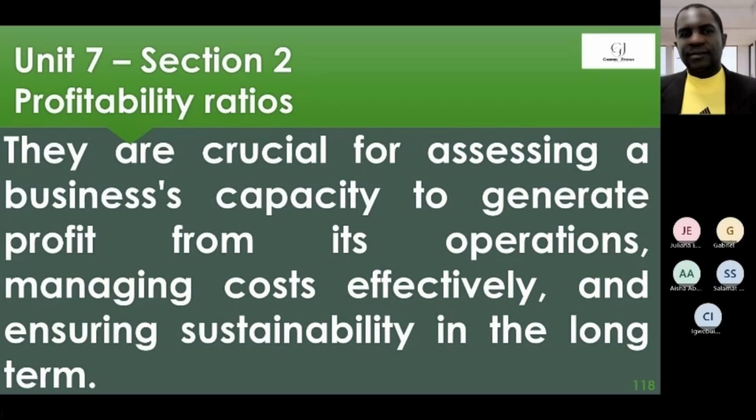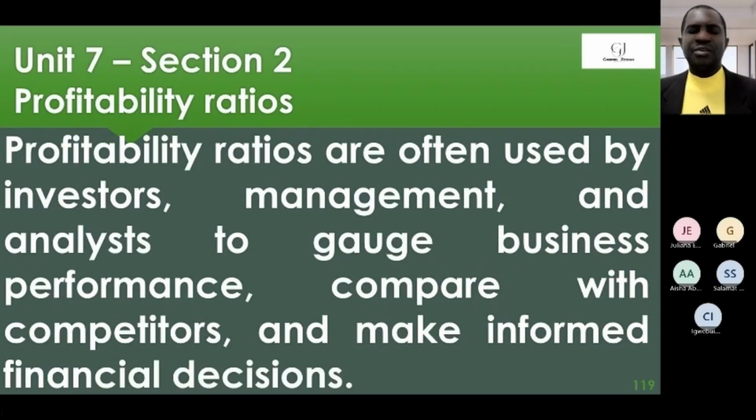So profitability ratios are crucial for assessing the business capacity to generate profits from its operations. And that's why it's the first component of the financial statement. That is why it's not last. The income statement comes first because it helps you understand the cost components, cost structure, and sustainability in the long run of the company. So the income statement or the profitability ratios help to facilitate this. Profitability ratios are often used by investors, management, and analysts to gauge business performance compared with competitors.